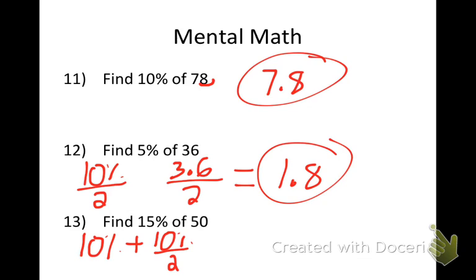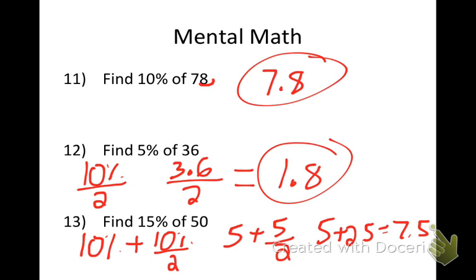So, okay, let's do this here. So what's 10% of 50? It's 5. So take 5 plus 5 divided by 2. So 5 plus 2.5 gets me 7.5. Again, we can get to almost any percentage using the 10% rule.